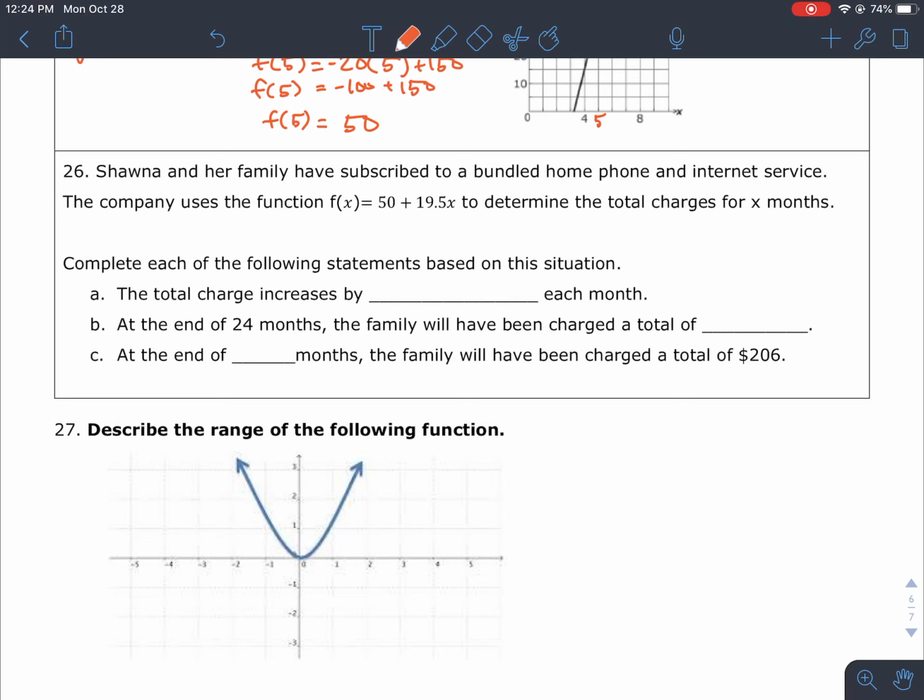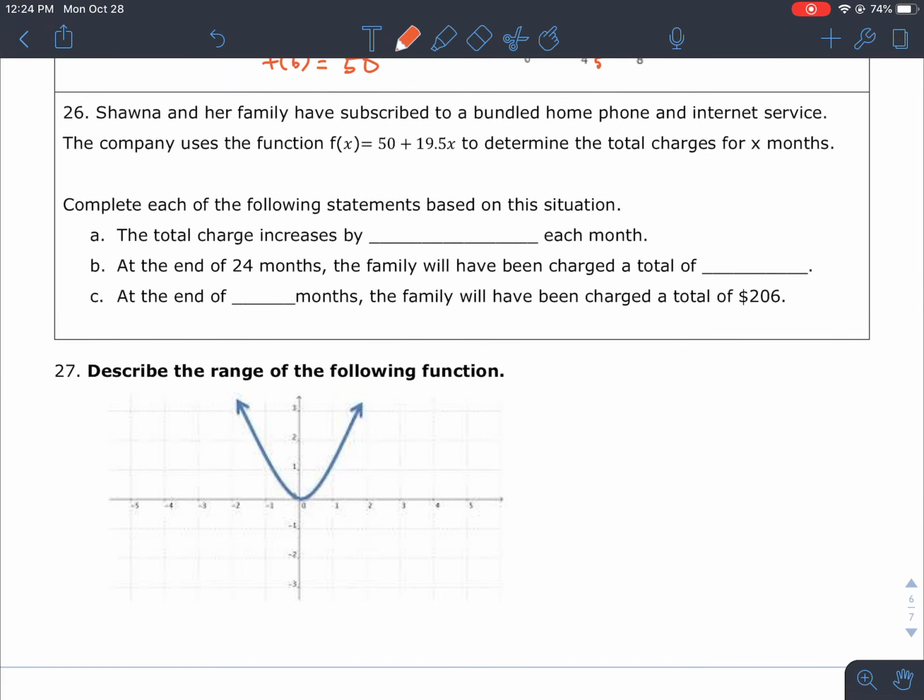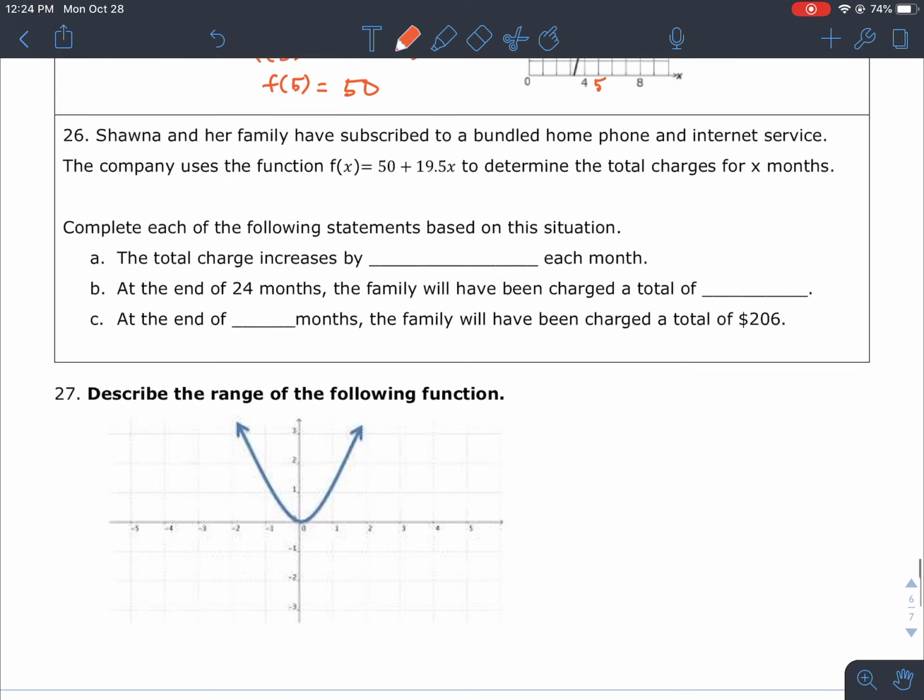Shauna and her family have subscribed to a bundled home phone and internet service. The company uses the function f of x equals 50 plus 19.5 times x to determine the total charges for x months. Complete each of the following statements based on this situation. So the total charge increases by blank each month. Well, each month tells me that I'm going to be dealing with my variable. So I know that it's going to increase $19.50 each month.